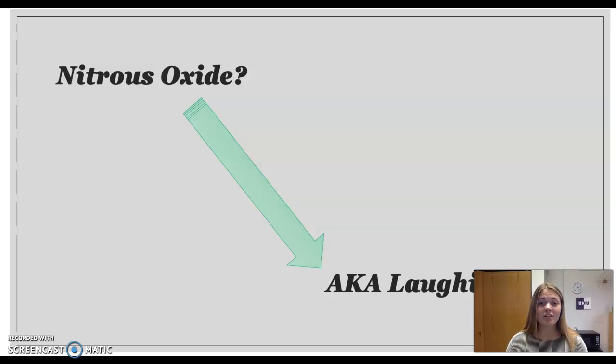So, we've all seen the hilarious videos of people after dental surgeries where they seem to be high, right? Well, we call that laughing gas, but scientifically it's known as nitrous oxide, or N2O. Or maybe you've heard of laughing gas as a recreational drug due to its euphoric effects. Either way, the laughing gas is nitrous oxide.